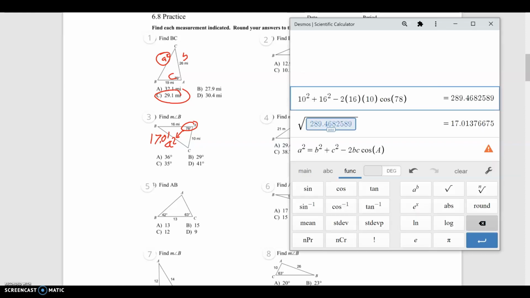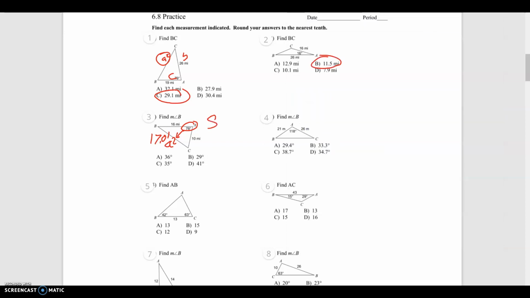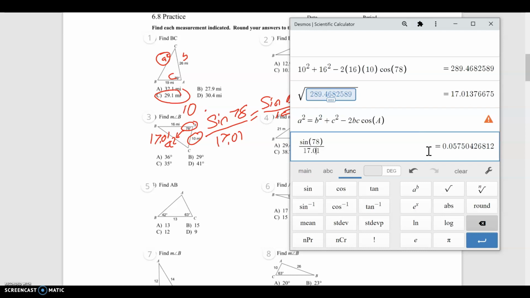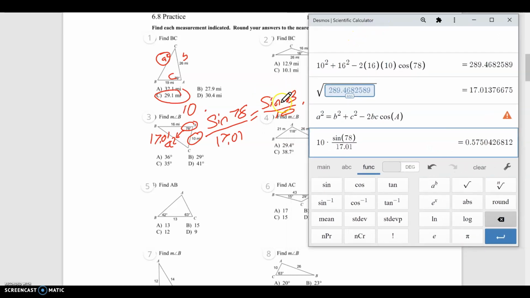So now looking at that, I know the side. The cool part is, then I can use law of sines, because sine of 78 over 17.01 has to equal sine of whatever B is divided by the opposite side, which is 10. So then I'll just multiply this by 10 over here, and I'll pull up my calculator once more. Let me go down here and type in sine of 78 divided by 17.01, and then I'm multiplying that by 10, and that is going to be equal to sine of B. So that's what sine of B is right here.